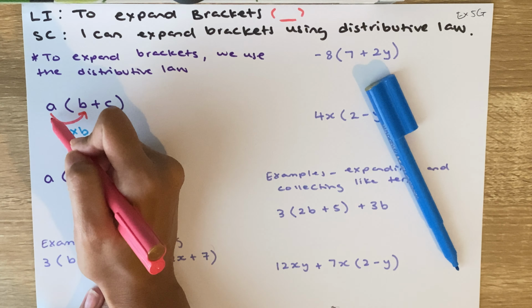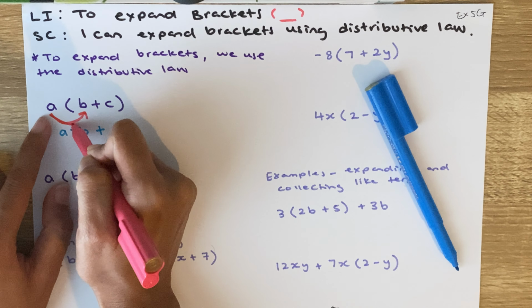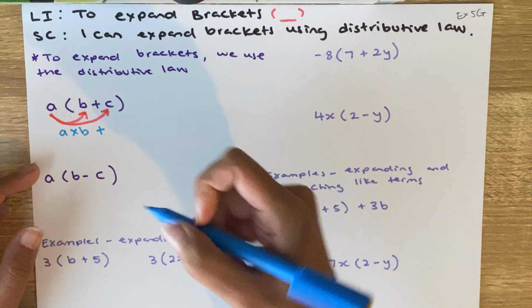So the way the distributive law works is we take the number that's outside, we multiply it by the number that's inside. So we're going to go A times B. And then we're going to write whatever the symbol is. The symbol here is a plus sign, so we're going to draw a plus. And then I'm going to do the same thing. I've done outside with inside. Now I'm going to do outside with next inside. So we're going to go A times C.